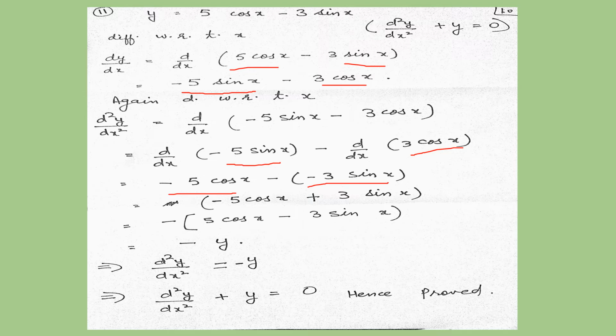Okay. Now, this minus will come here as it is, but this minus is to this answer. Derivative of 3 cos x is minus 3 sin x. Okay. Now, you simplify, minus minus will go to plus. So, your answer will be minus 5 cos x plus 3 sin x. Okay, done. Now, you please take minus common and you will get 5 cos x minus 3 sin x. Okay, so this you see 5 cos x minus 3 sin x.